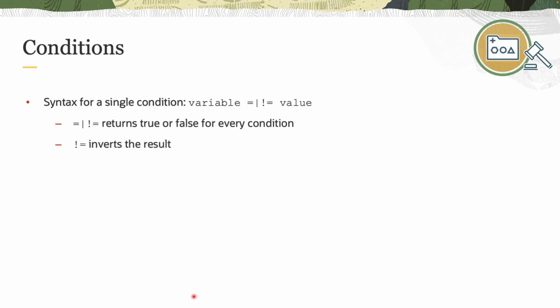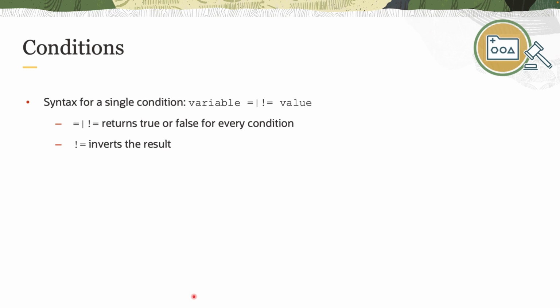Moving on, how do you write this condition? First thing you need to know is that we have single conditions and multiple conditions. Let us start with a single condition. In a single condition, you can use a variable that can be either equal to a value or not equal to a value. The equal or not equal operator returns either true or false.